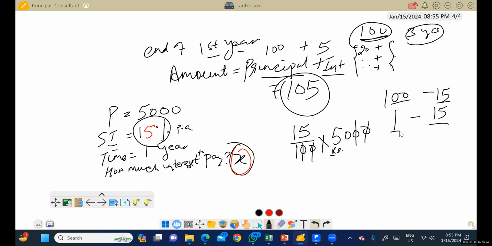Sir, can you repeat the question? I'm saying for every 100 rupees I borrow, I pay 15 rupees. So if I borrow 1 rupee, will I pay more interest or will I pay less interest?